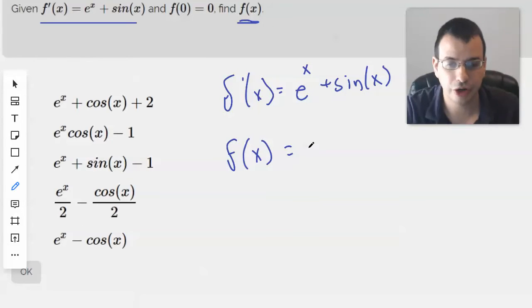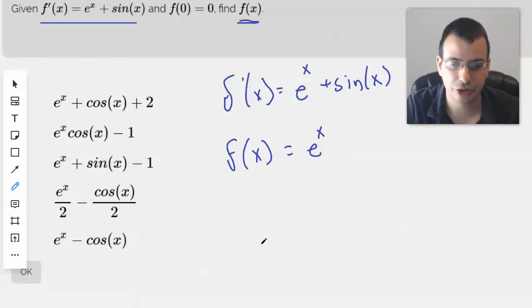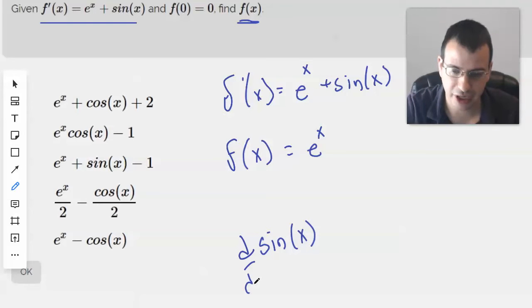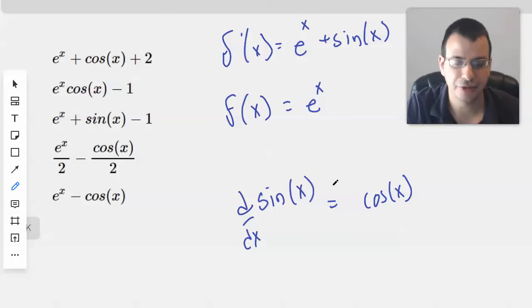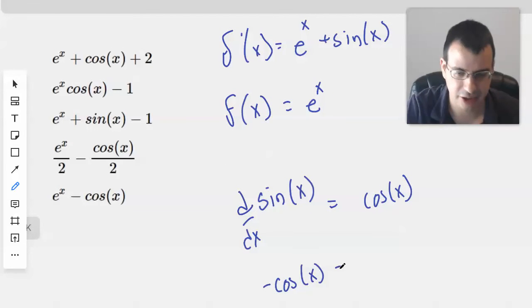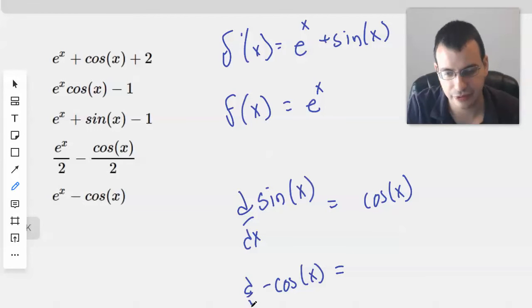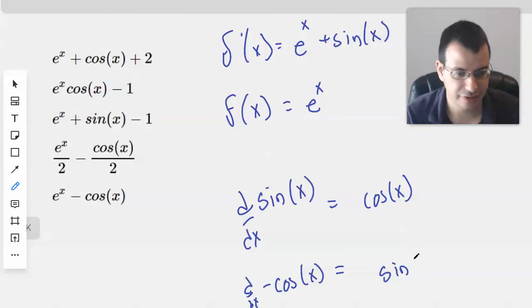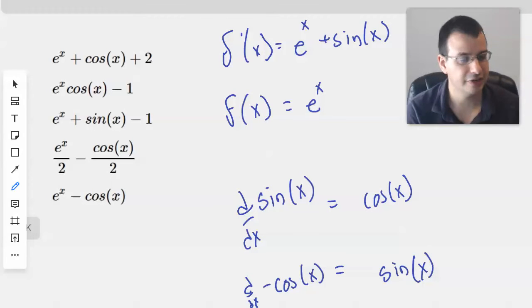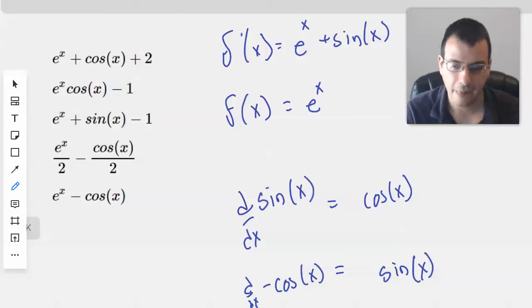So the integral of e to the x will just be e to the x. The integral of sine of x, so the derivative of sine of x equals positive cosine of x. And so if we take the derivative of negative cosine of x, that would give us positive sine of x, because we have a negative, negative, a double negative, if you will.